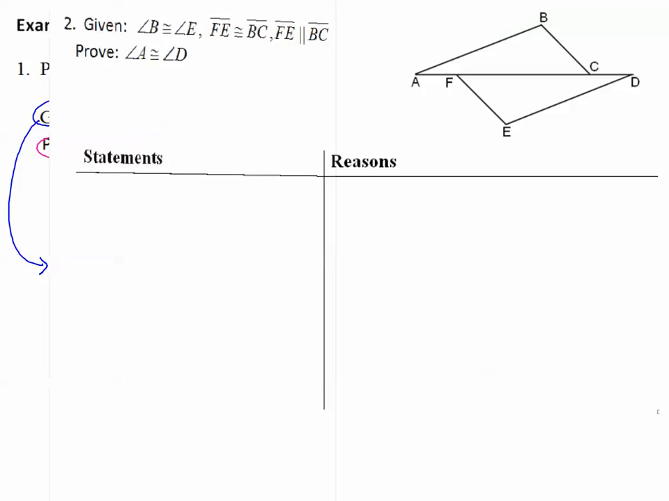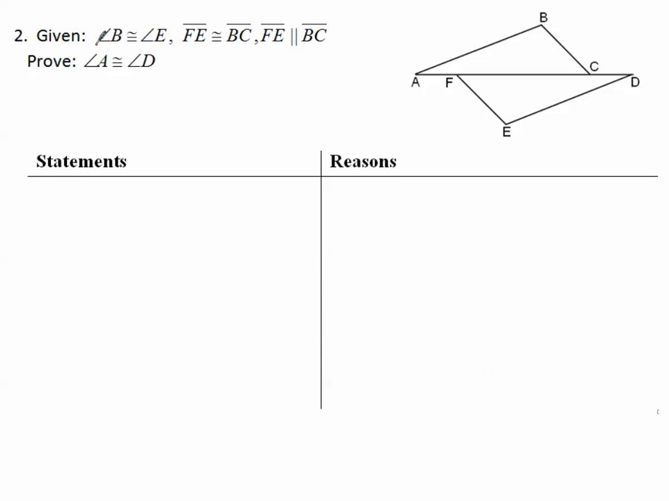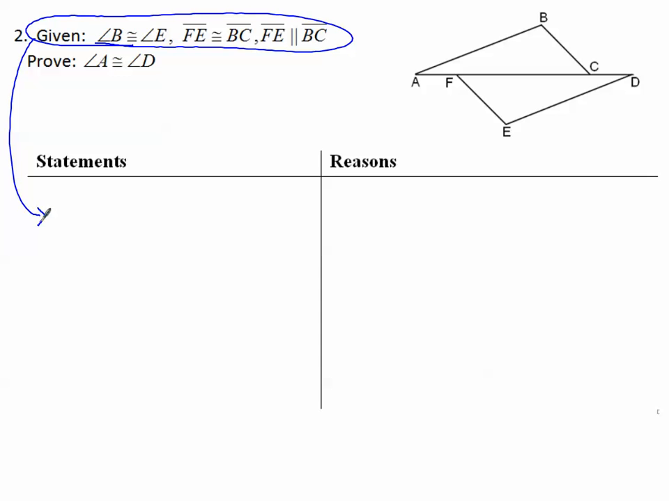Let's look at a couple more. Given all of this information right here, let's restate it and mark it in our picture. Angle B is congruent to angle E, segment FE is congruent to segment BC, and they are also parallel segments. So I'll put the arrows showing they're going in the same direction. And then we'll write all of it here.